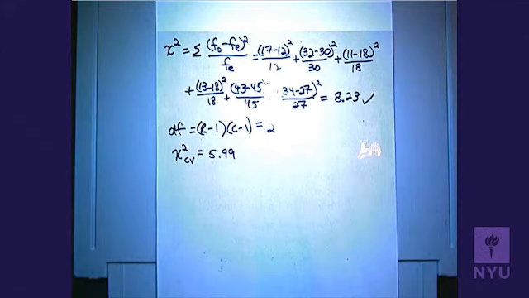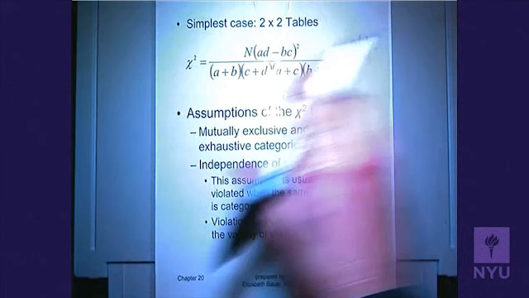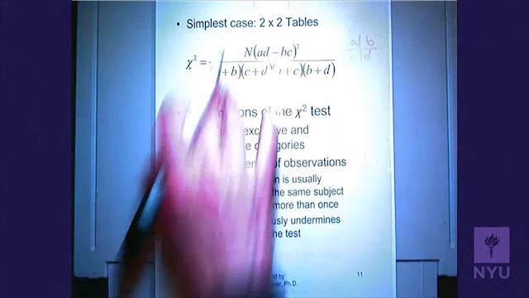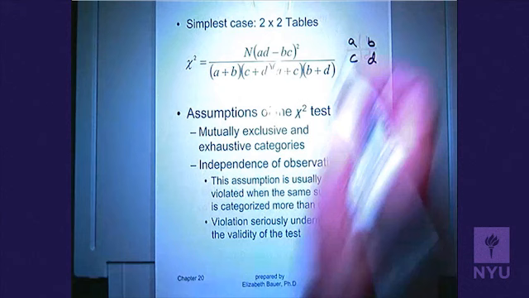All right, you're almost done here. In the simplest scenario, you could do a 2 by 2, two levels of one variable, two levels of the other variable. Okay, so you could use this formula. Now, n is the total number of observations. It imagines your 2 by 2 in this format. If you have a 2 by 2, it's set up like this.